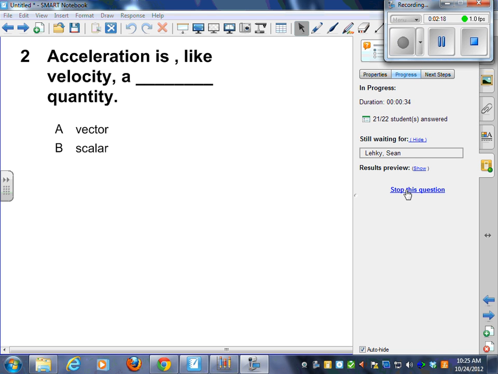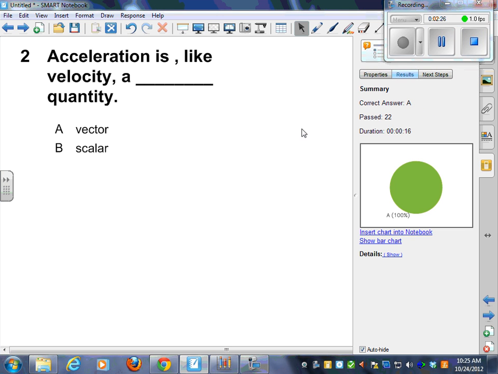Sean, are you going to answer? Oh, yes, I am. Excellent. 100%. Good job. It's a vector quantity, right? Acceleration is a vector quantity.